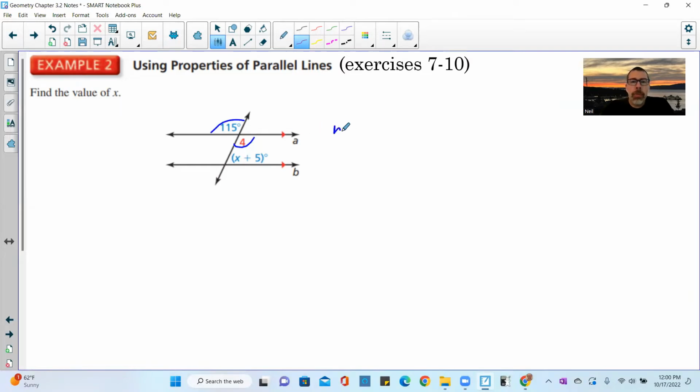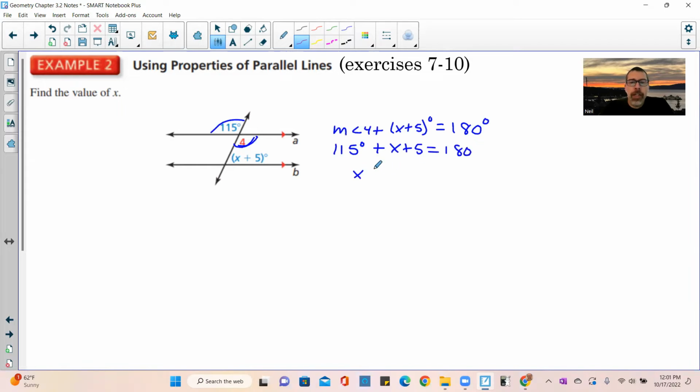So you can set this up as saying the measure of angle 4 plus the angle that's x plus 5 degrees equals 180 degrees. Okay, so because this angle here and this angle here are consecutive interiors and they are supplementary. One's obtuse, one's acute. They add up to 180 degrees by the theorem. And the measure of angle 4 is equal to 115 degrees because vertical angles are congruent. So we'd say 115 degrees plus x plus 5 equals 180.